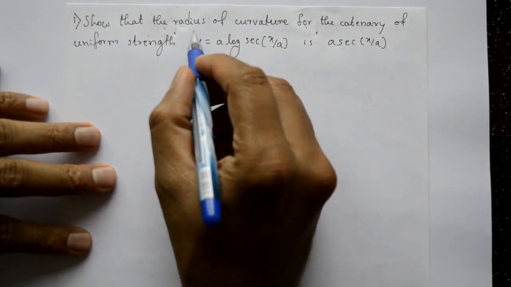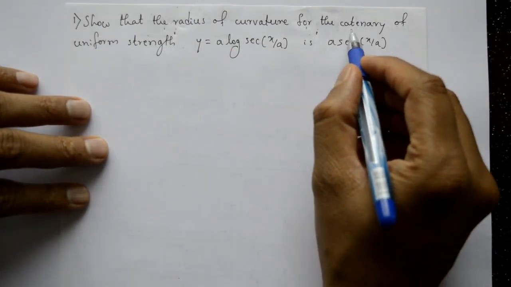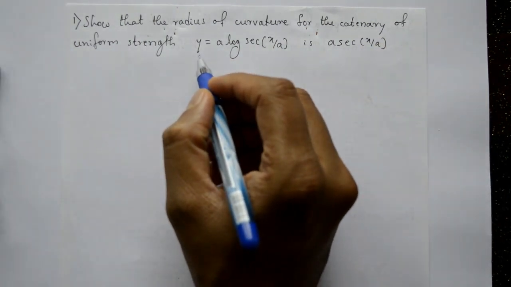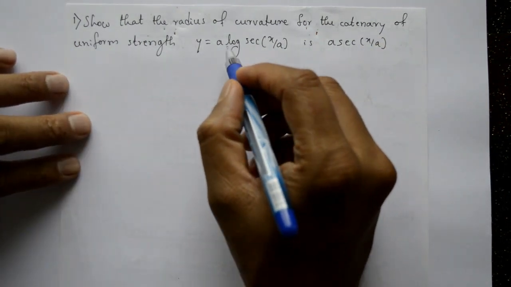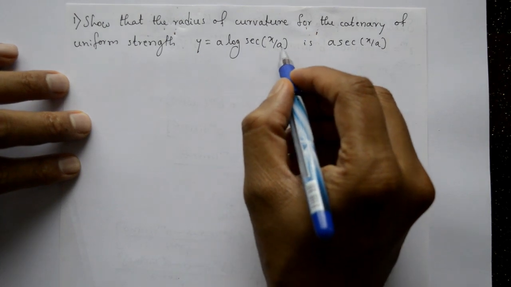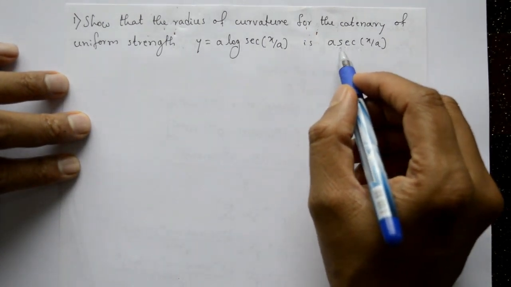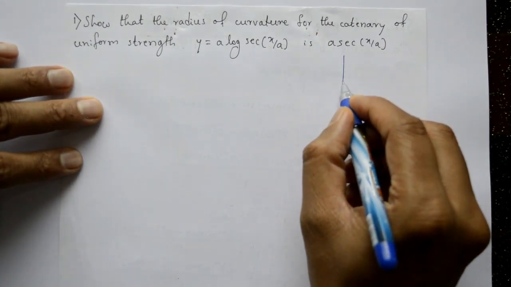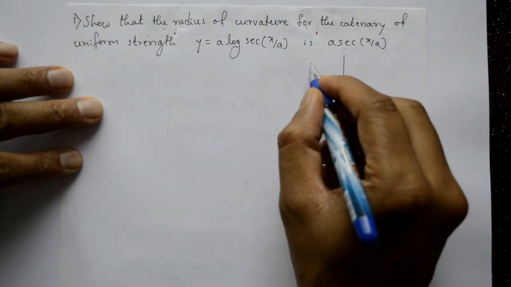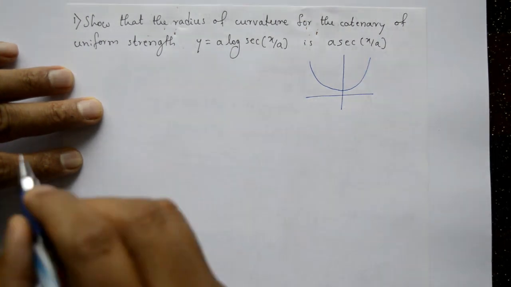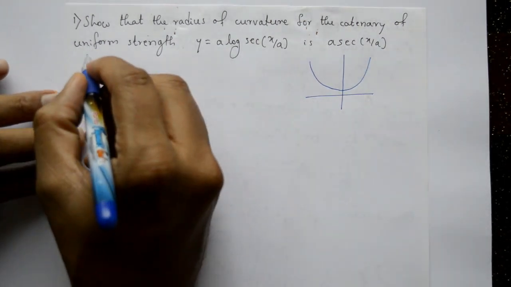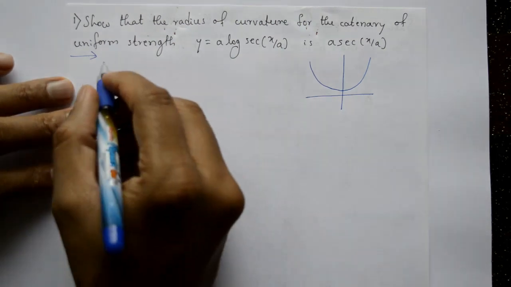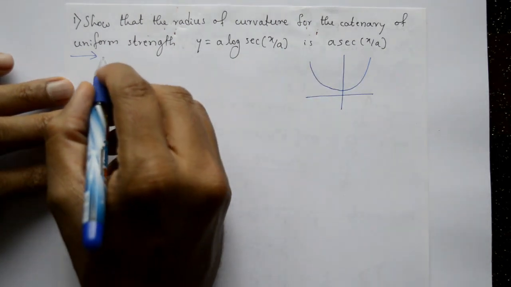Show that the radius of curvature for the catenary of uniform strength, given y = a log secant(x/a), is equal to a secant(x/a). Catenary means the diagram is like this, just like a parabola. Now the formula is the radius of curvature in Cartesian form.